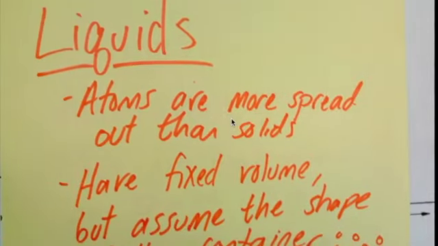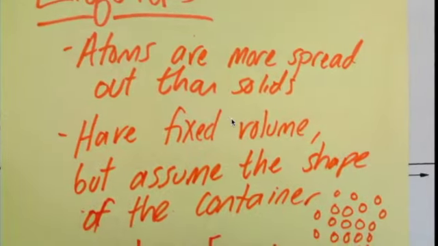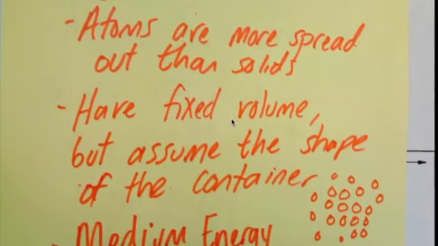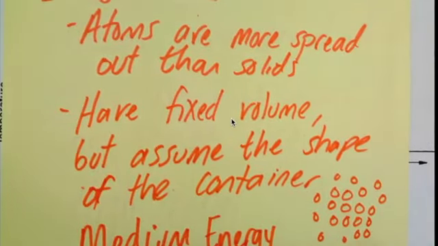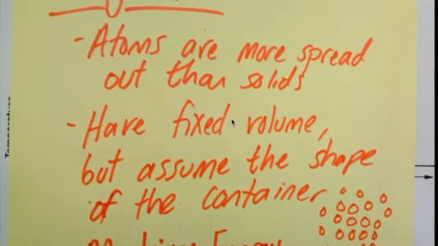All right, our next phase of matter is liquids, and in a liquid, atoms are more spread out than in solids, so they have a little more space to work with. They have a fixed volume, but assume the shape of a container. So if you have a glass of water, that water will take up a certain amount of space, and that does not change, but it's going to be shaped whatever the shape of the glass is. That's what the water will assume shape-wise. These particles have medium amounts of energy, relatively speaking, so they're moving around a little bit faster than they were with solids, which allows them to spread out a little bit more.